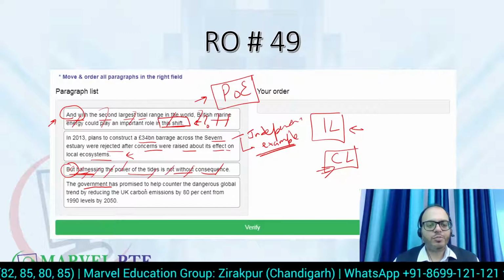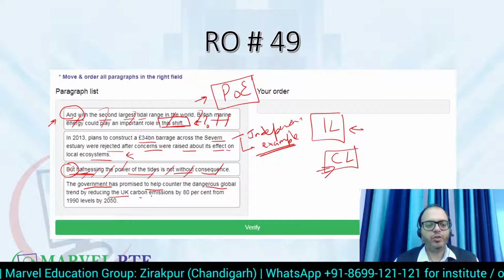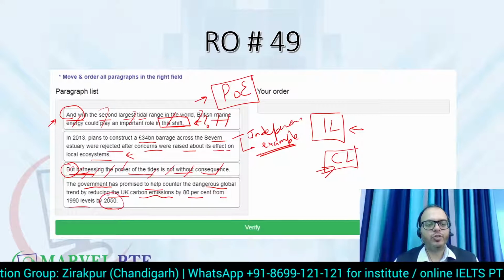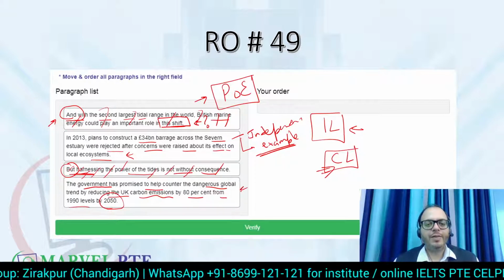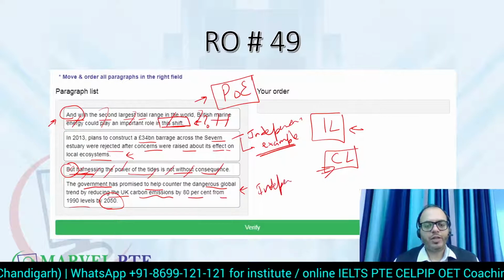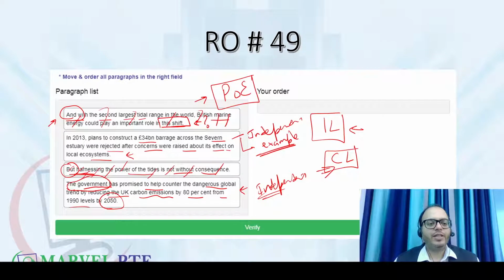The government has promised to help counter the dangerous global trend by reducing the UK carbon emissions by 80% from 1990 levels by 2050. Is this an independent line? Yes, it is. Students will say, sir, "the government" is being used here, so is the government being discussed somewhere else? No, it isn't.